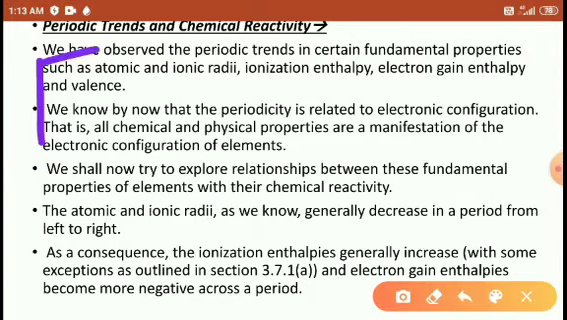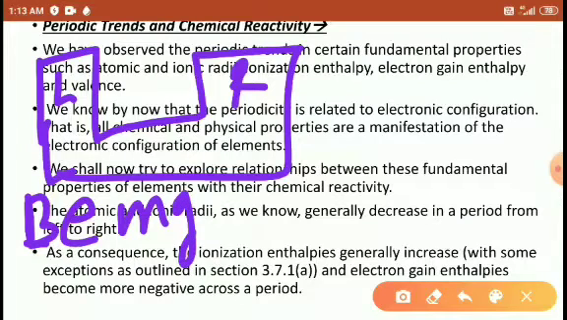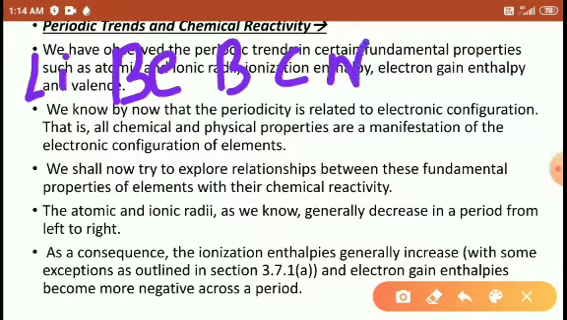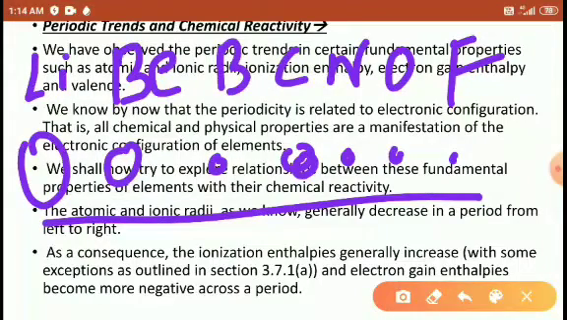Already we know that in the periodic table, when we move from the left side to the right hand side, lithium, beryllium, boron, carbon, nitrogen, oxygen, fluorine, the size of the elements goes on decreasing, because the electrons are present in the same shell but the protons increase. That's why it decreases.